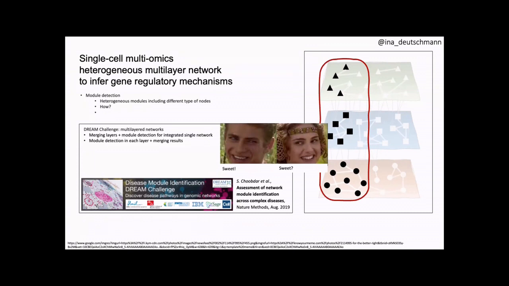The authors of the paper had another strategy. They first determined modules within each layer, and then they merged the results. However, both strategies do not represent what I had in mind. I want to use a method that detects modules within a multilayer network. Two participants of the DREAM Challenge offered such a method, but one of them was designed for homogeneous multilayer networks, so I couldn't apply it. Only one method was left that I could use, since we could potentially use it for our heterogeneous multilayer network.